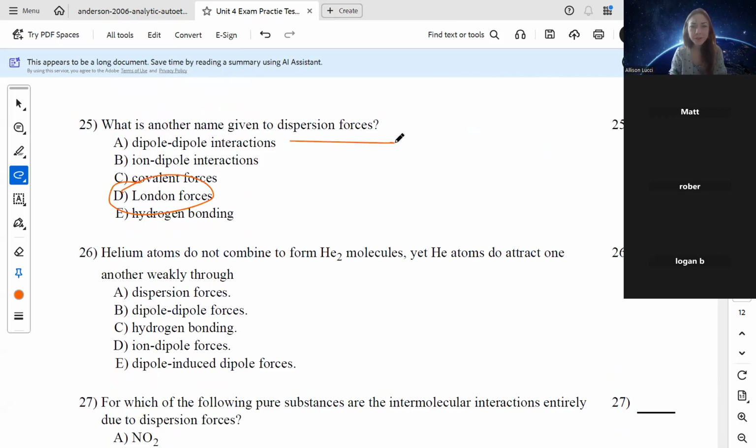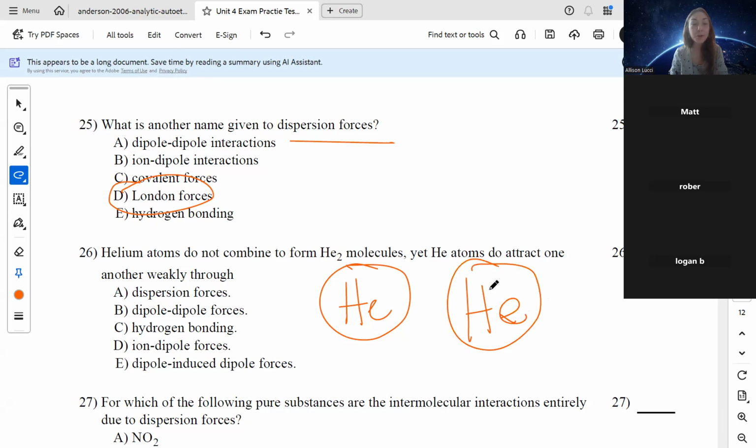London forces are dispersion forces. 26 here. So we have these helium atoms that are just kind of by themselves here, right? So we have just helium, a noble gas. It's too noble. It doesn't want to interact. It doesn't want to react with anybody. We know this doesn't happen.